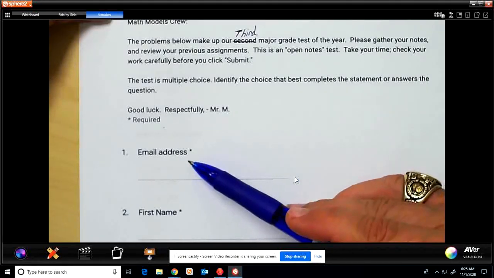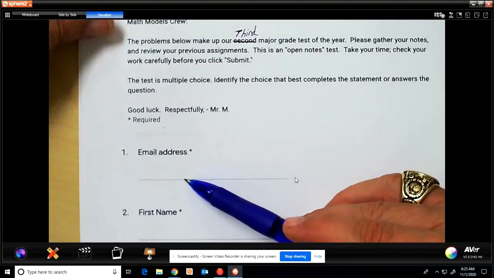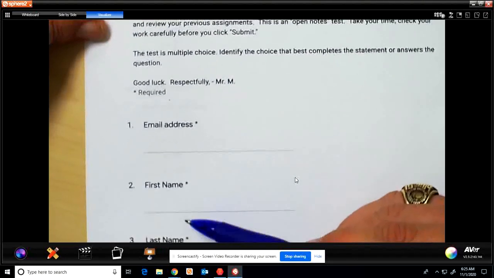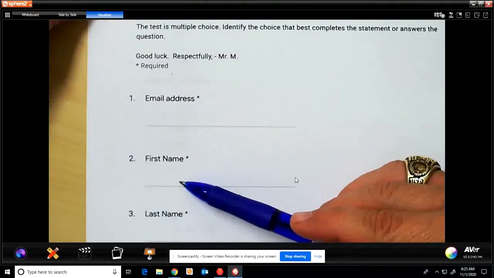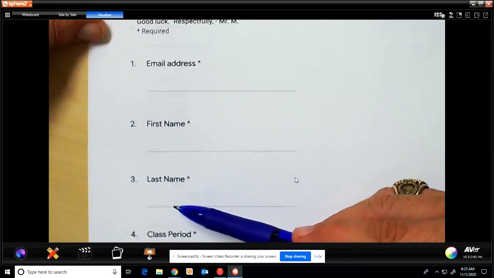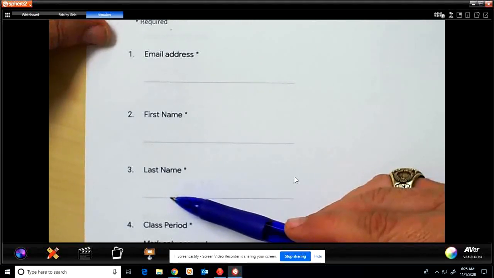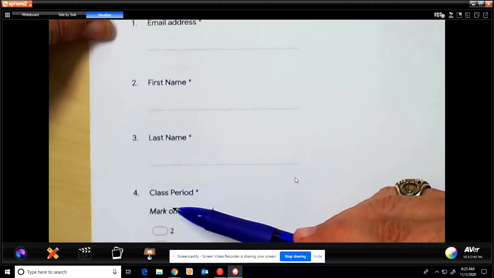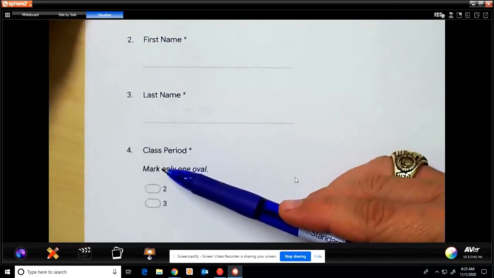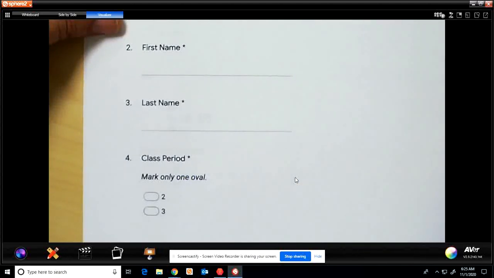Okay, in the first frame, you're going to need to put your email address. In the second frame, you're going to need to put your first name. In the third frame, you're going to need to put your last name. And in the fourth frame, you're going to need to put your class period. You're going to mark only one oval.